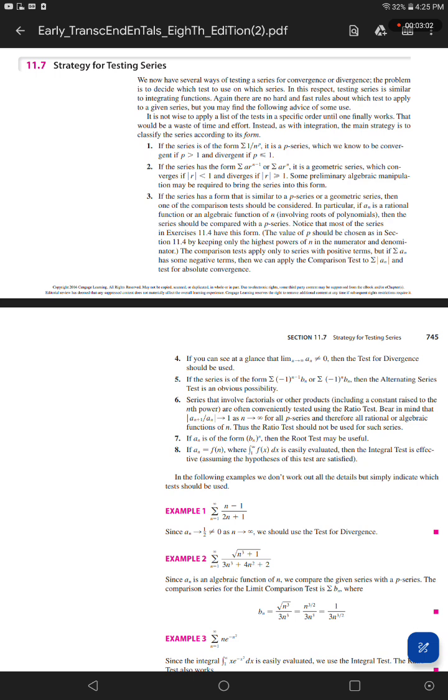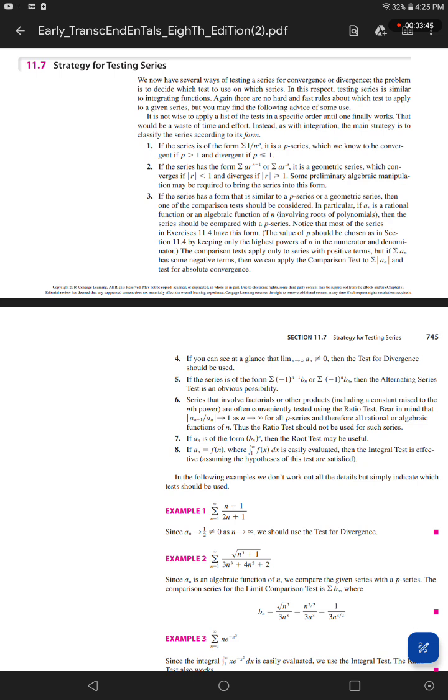The value of p should be chosen as in section 11.4 by keeping only the highest powers of n in the numerator and denominator. The comparison tests apply only to series with positive terms, but if the sum of a sub n has some negative terms, then we can apply the comparison test to the sum of the absolute value of a sub n and test for absolute convergence.